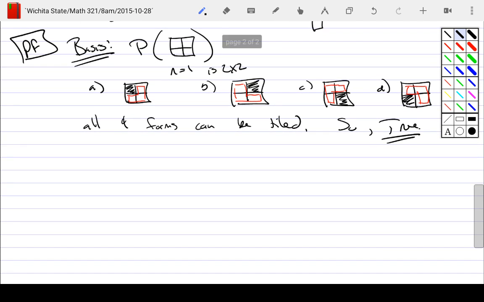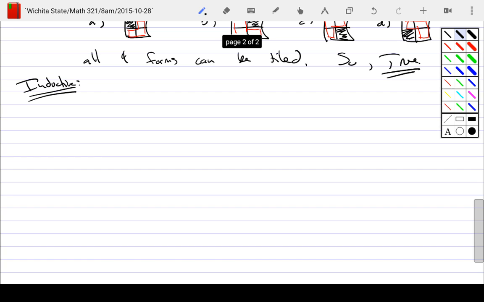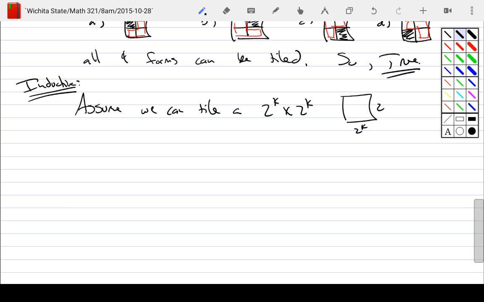All right, now we're going to go on to the inductive step. What do we assume? We assume we can tile a 2 to the k by 2 to the k, which would look like this, right? That would be a 2 to the k, and that would be a 2 to the k board, with a missing piece somewhere, with one missing piece. Doesn't matter where the missing piece occurs, it's just that it has a missing piece. I just assume that I can tile it.